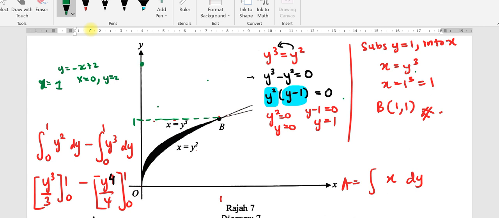So it should be here. And if y is 0, then x should be 2. Correct or not? Okay, make use of your x-intercept and y-intercept. And if x equals 1, take that also. x equals 1, negative 1 plus 2, y equals 1.